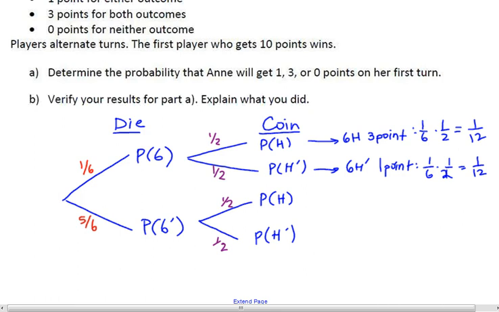Okay, what's happening here then? Let's get to there. Not a 6, and a head, so how many points is that? 1 point. What's the probability of that occurring? Now we're going, what times what? 5/6 times 1/2 gives us 5/12.